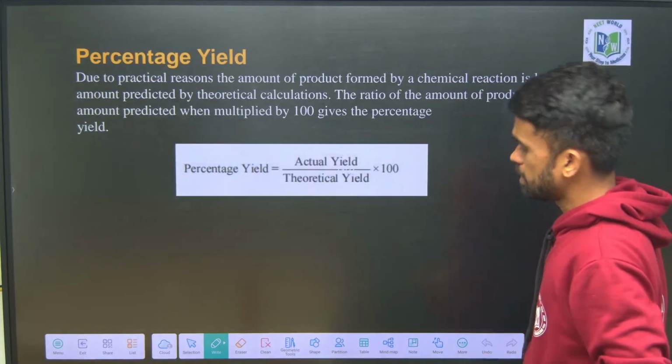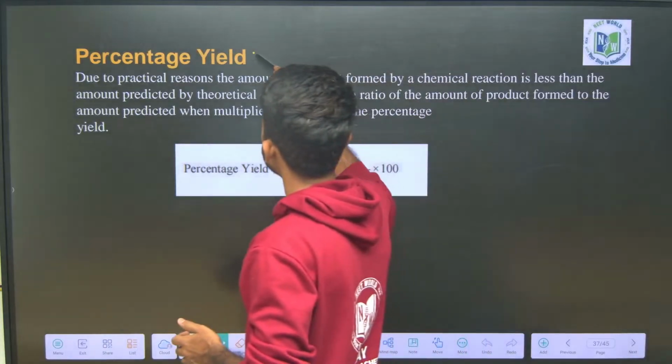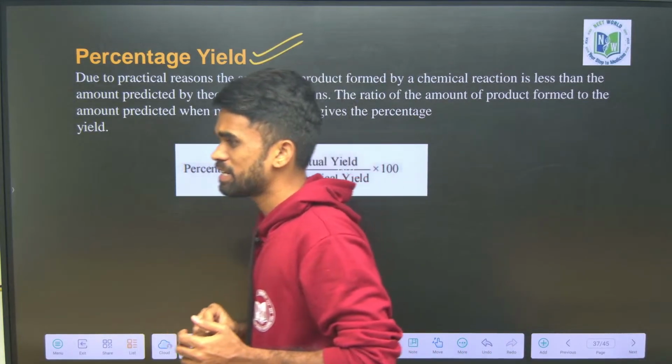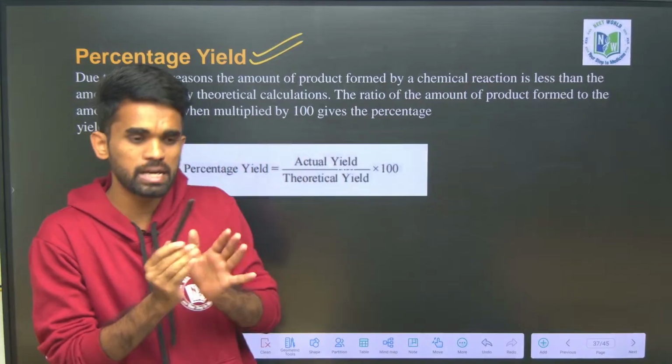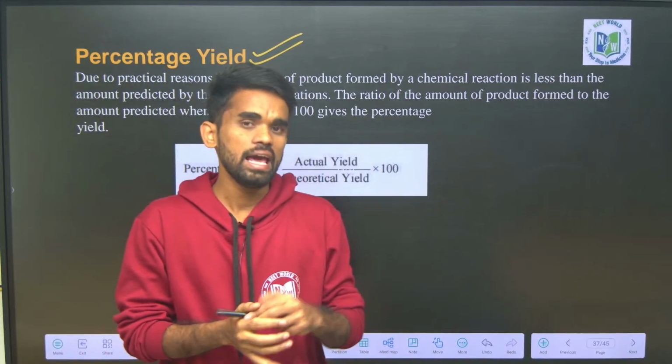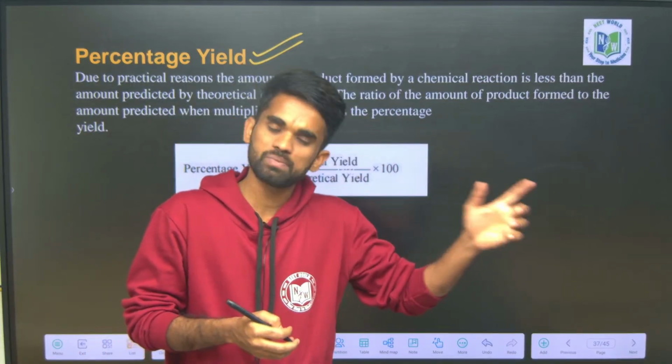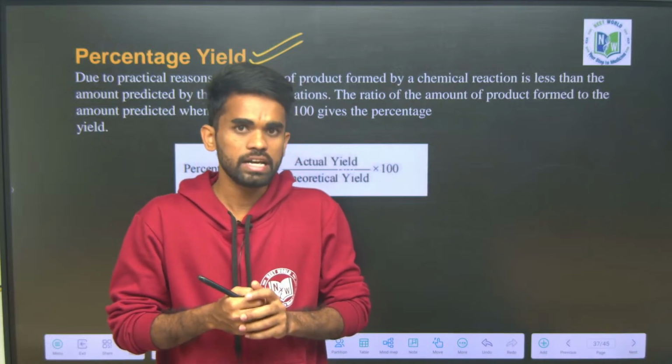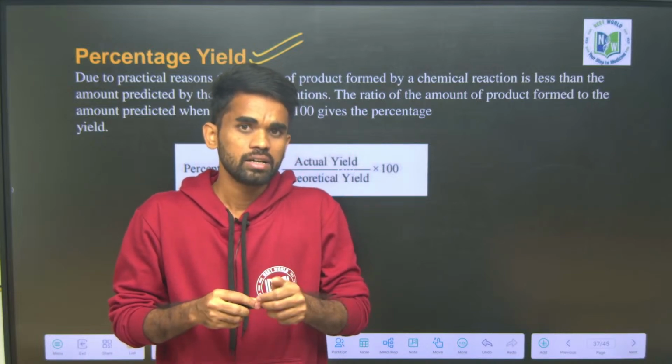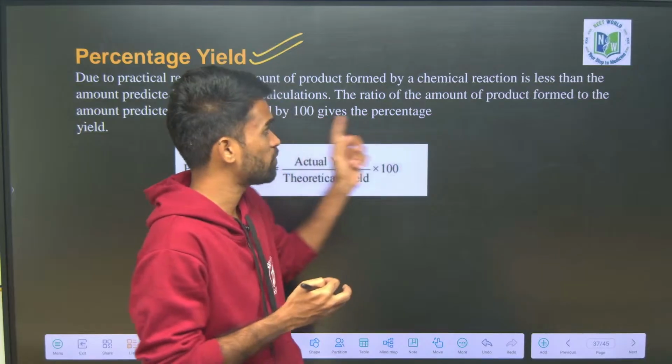Next, there is one more concept called percentage of yield. So what is this percentage of yield? See, during chemical reactions, we know that along with the products some byproducts will also be formed. So they are saying percentage of yield here.